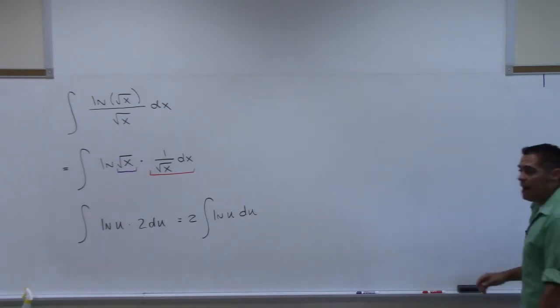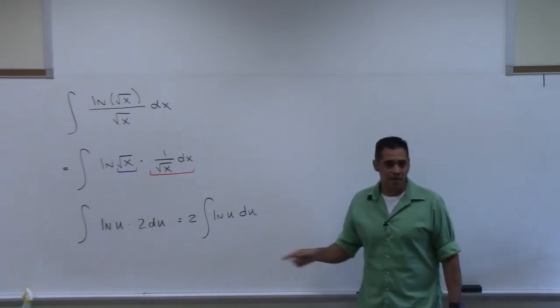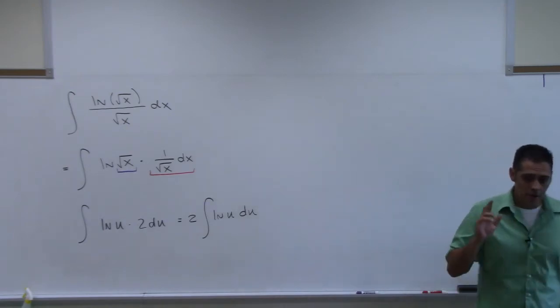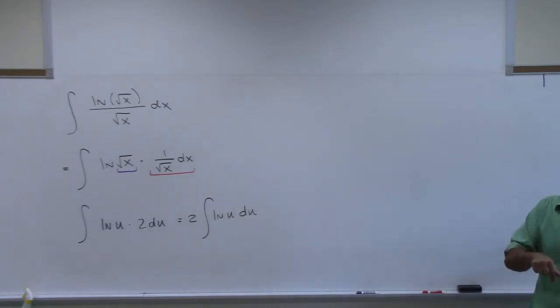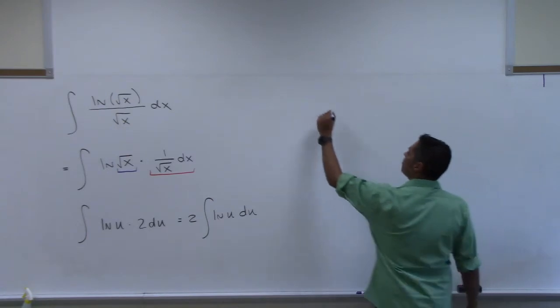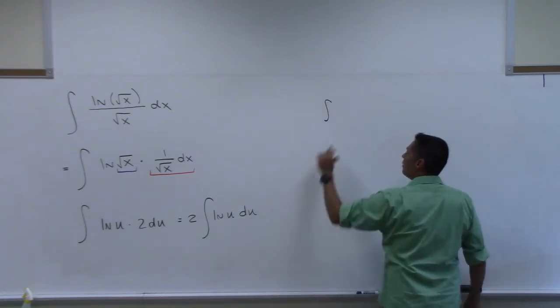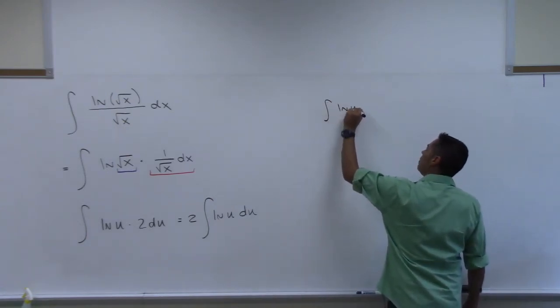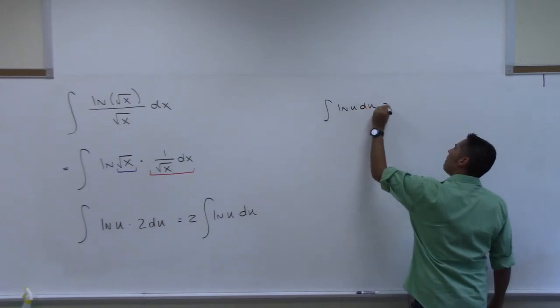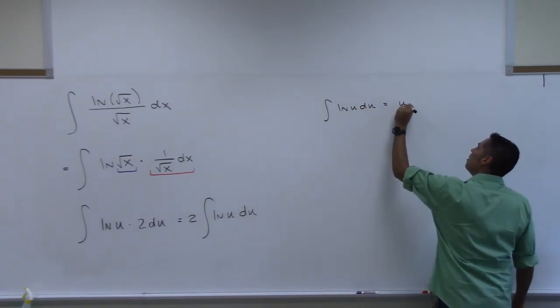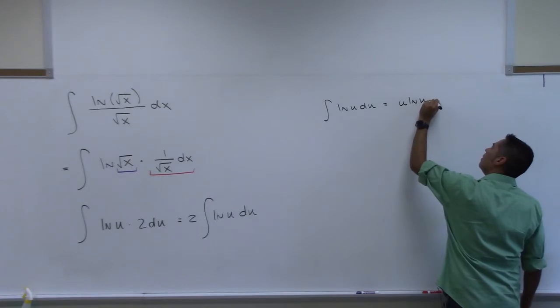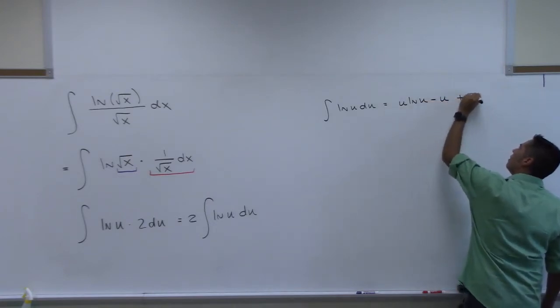So I'm going to allow you to add it to the sheet, all right? It's not on there, but I want you to put it there because it does come up later. So the antiderivative, we'll do it over separately here. The antiderivative of natural log of u is equal to u natural log of u minus u plus c.